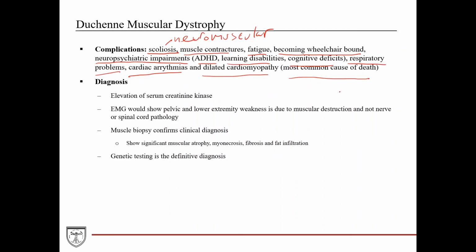So as far as diagnosing these patients, obviously you're going to have a young child come in. They're going to have that proximal leg weakness. They're going to have muscular weakness in general. They may have some of these other features as well.